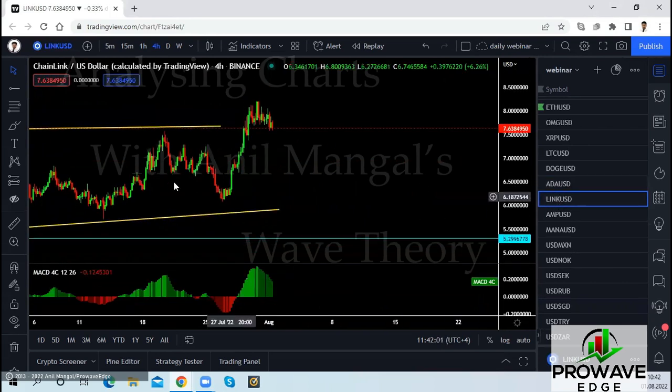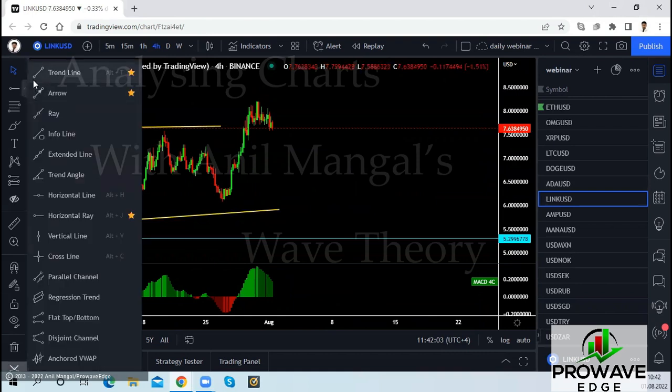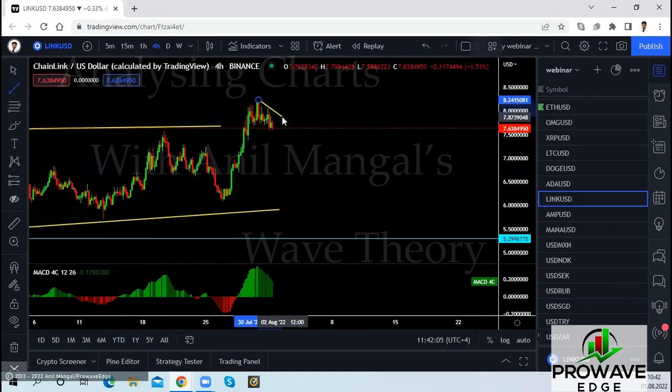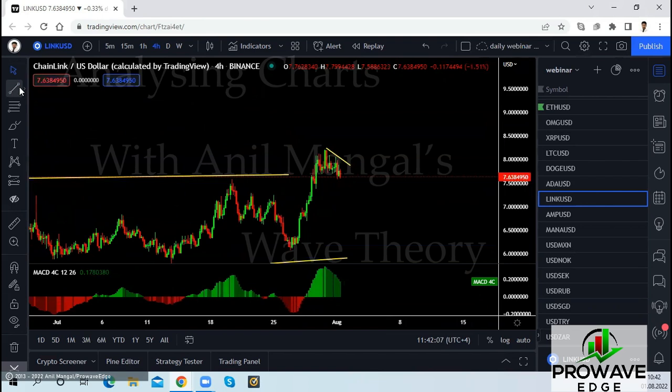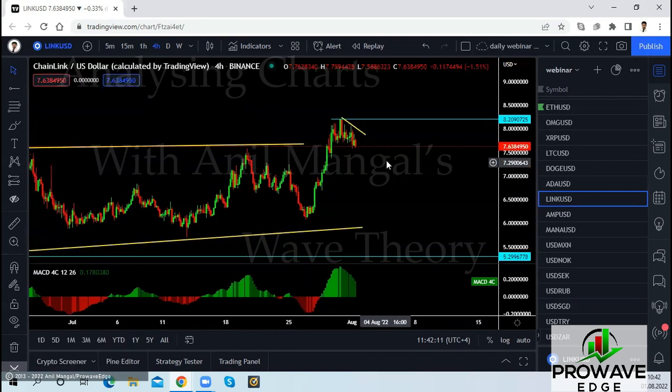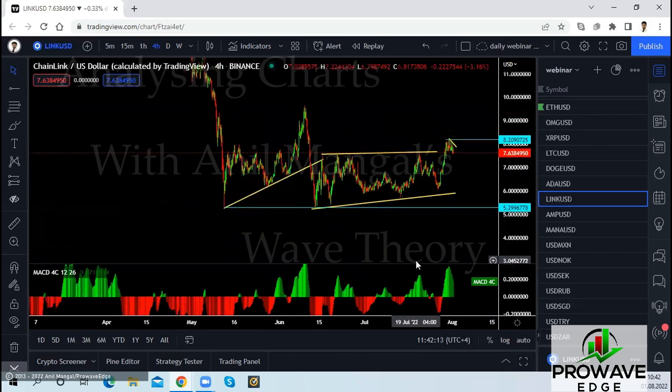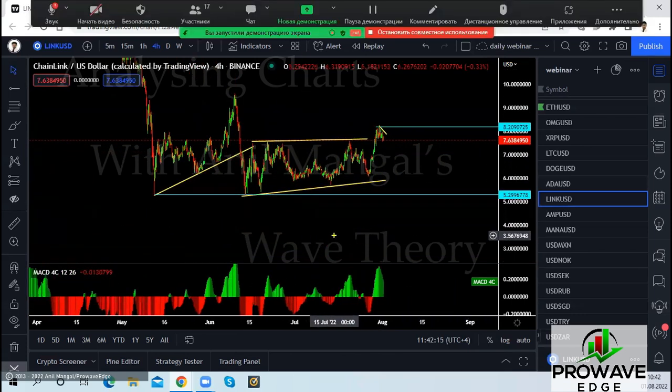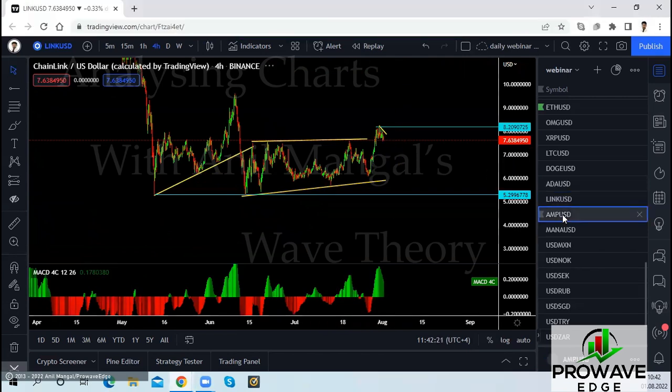Link, definitely a buy setup. Even if it drops, you can put an entry order here to buy. I do think it will drop. I do think this one is going to drop and then go. We'll allow it to drop and then look for the buy setup.